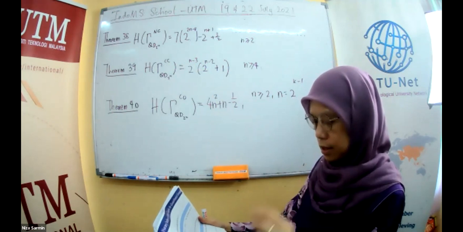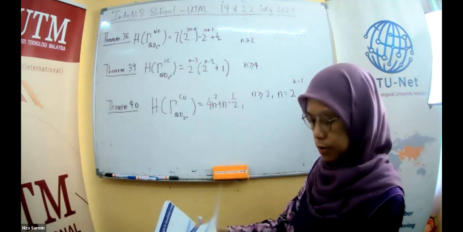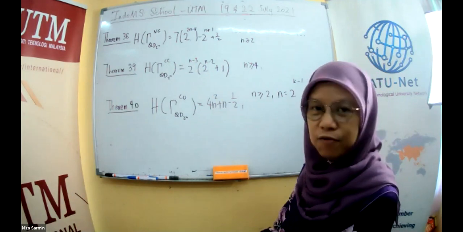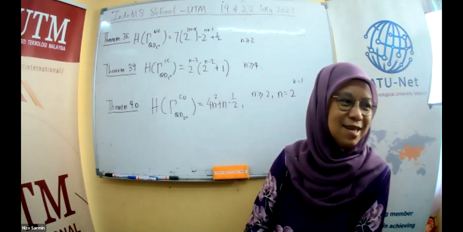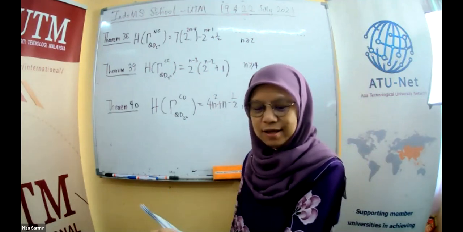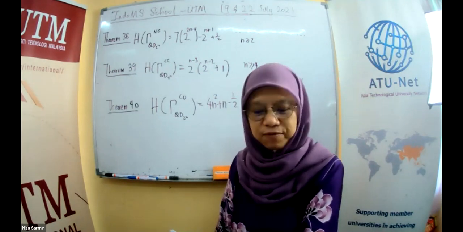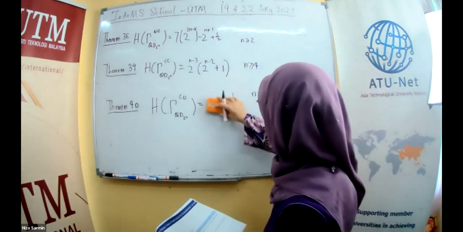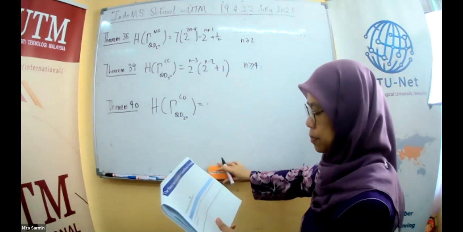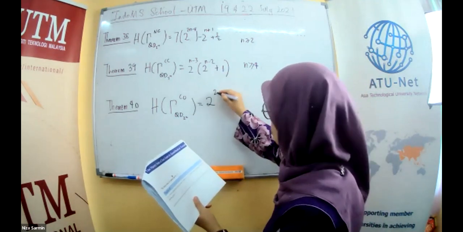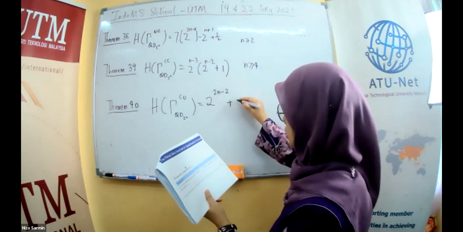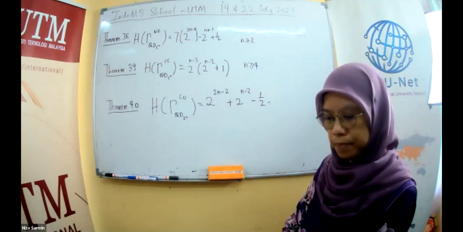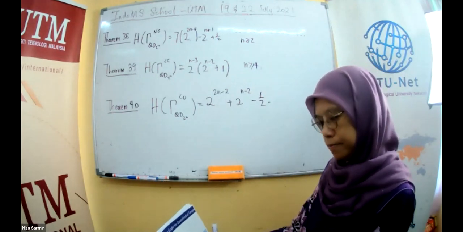And then the third one, all right? The third one is, I'm missing the graph in the name. You can add the G in the graph. The Harary index of the co-prime graph for QD2 and theorem 40. So this one is equal to 2 to the 2n minus 2 plus 2n minus 2 minus. Okay.